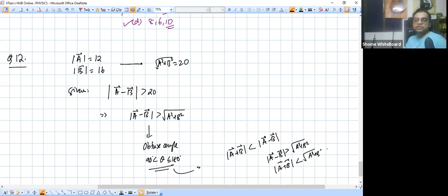Because in this case, cos theta is negative. So accordingly, you can check here what will happen. In this case, A plus B will be less than 20, the shorter of the two diagonals. So this comes directly again from the theorem.